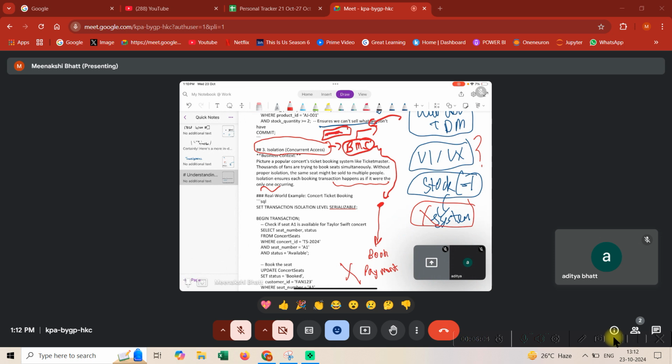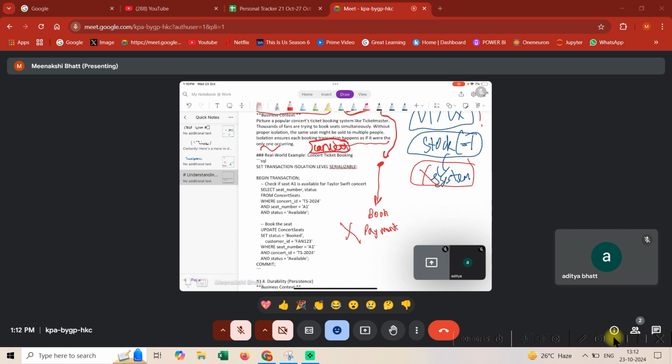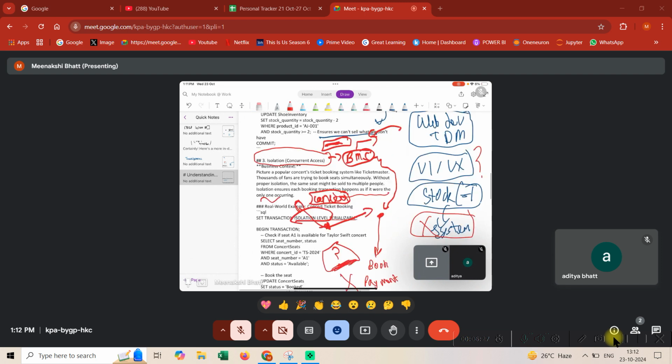Because guys, the idea is, let's say we want to book tickets for a concert, right? So it's more like every transaction would be happening in an isolated manner. It won't be happening that there would be an effect of one transaction on another. Because then guys, if these types of things happen, your system can crash. So you need to be very well aware of this as well.